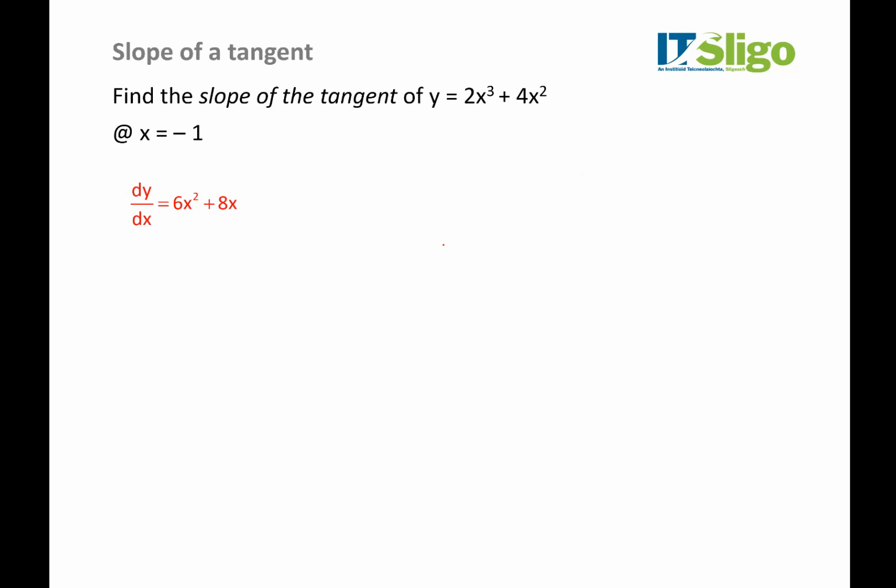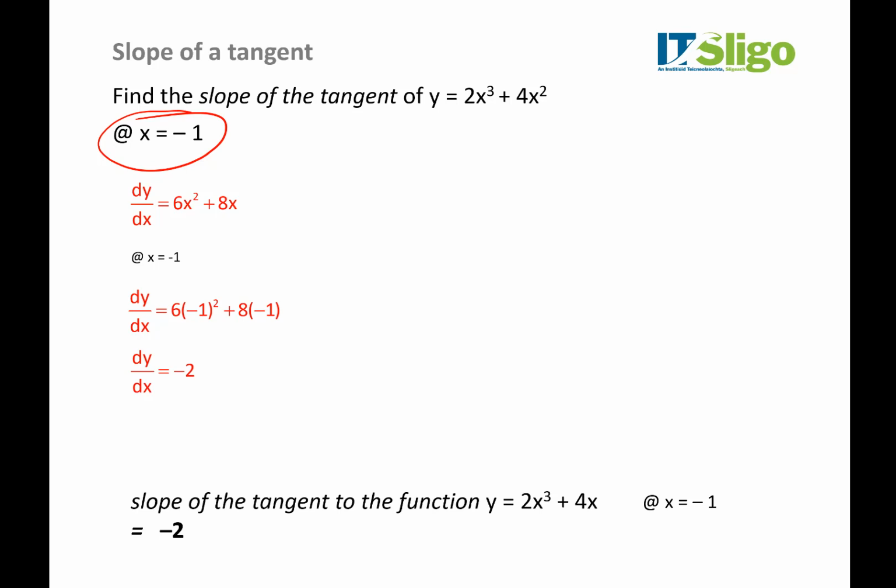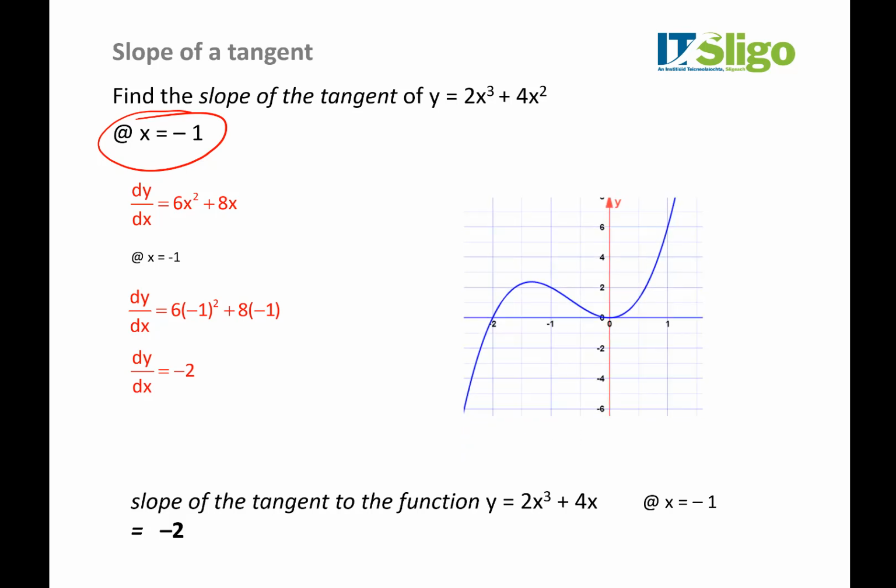And now we're interested in when x is equal to minus 1. Feed minus 1 in for x. And we get dy/dx is minus 2. So we now know the slope of the tangent to this function at x is equal to minus 1 is minus 2. And again, if we were to draw it, this is a cubic function. It's a polynomial, so it's got several turning points. And we're interested in what's the slope when x is equal to minus 1, at this point here. So the slope there is minus 2.